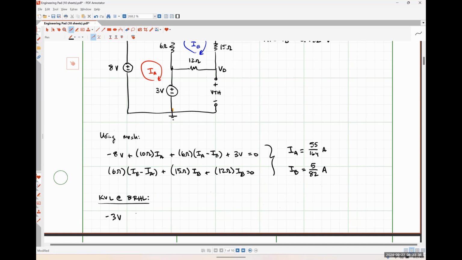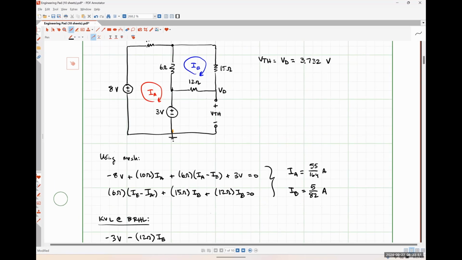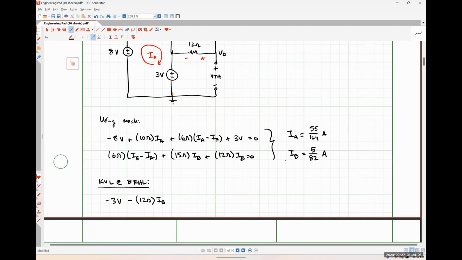we would have -3 volts plus, so actually, minus 12 ohms times IB. So just to be clear, IB is effectively flowing into the positive polarity terminal. So when we do KVL, we would have negative 3 volts, negative 12 ohms times IB, and then plus VTH is equal to 0, which tells us that our Thevenin voltage is 3 volts plus 12 ohms times IB.